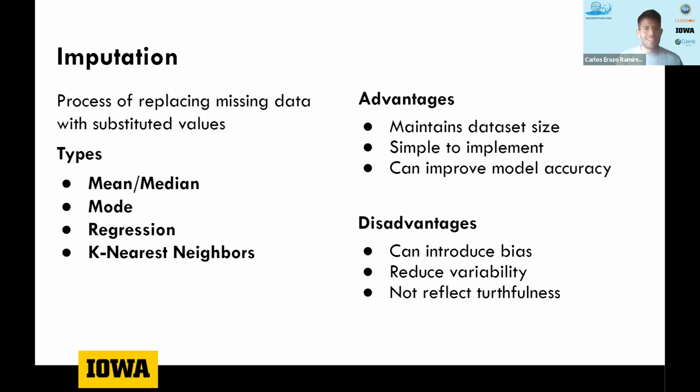What is the disadvantage? It can introduce bias, because not just because my neighbors like the color green, I like the color green, and I might have a lot of neighbors. So that represents something that you need to be always aware of. You might introduce something that you don't want to put in there. It can reduce variability too.